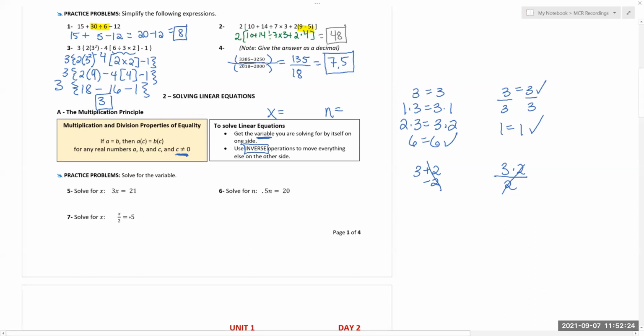So very simply, if we just do division and multiplication, if you have 3x equals 21, you can divide by 3 because that'll cancel out the 3, but you have to do it to both sides. So we end up with x is 7. And if I plug that back in, 3 times 7 is 21.